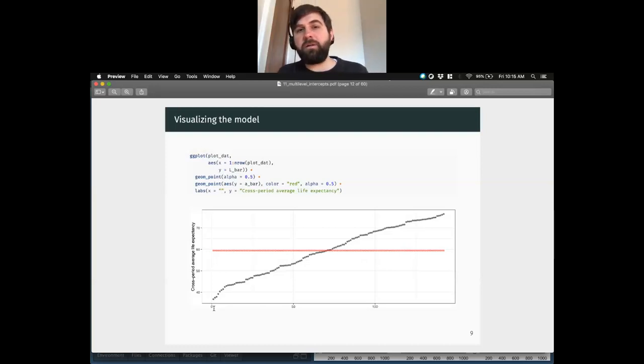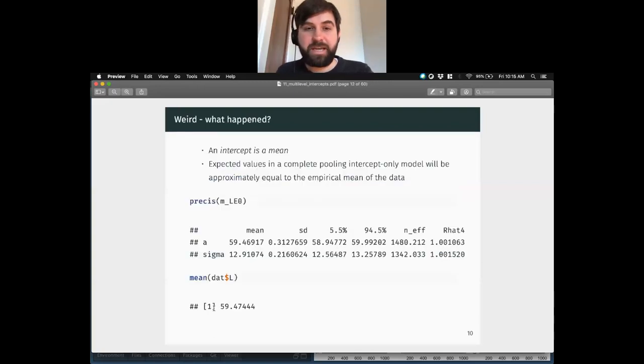So this model dramatically underfits the data, right? There are features of the data that we could have learned from that we did not learn from when we use this complete pooling approach. Now, it is relatively precise in the posterior. Our alpha is 59.46, and our interval here is pretty tight, around 59. So the model's really sure alpha equals 59.